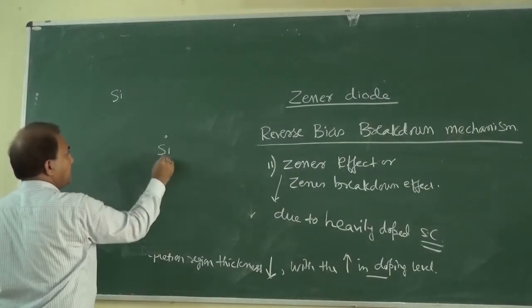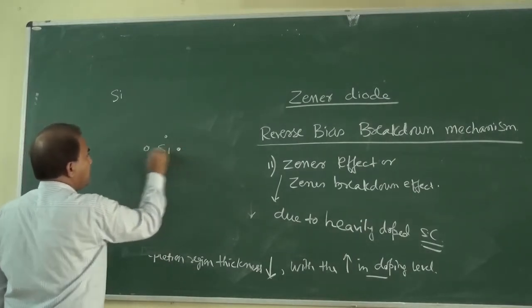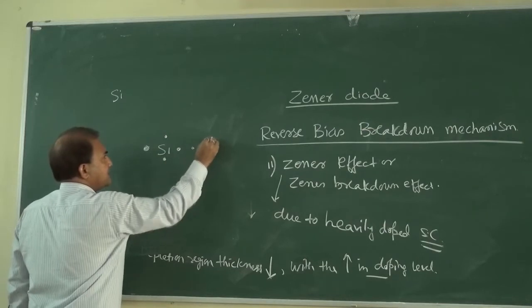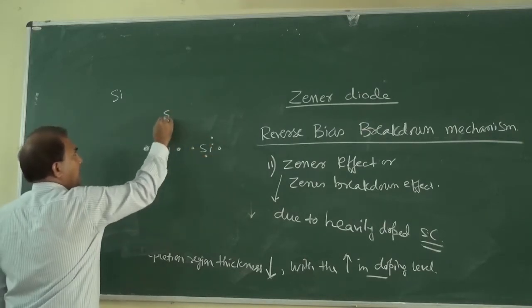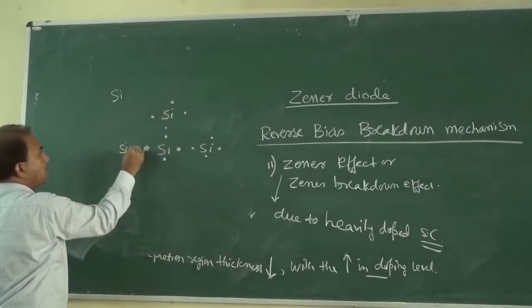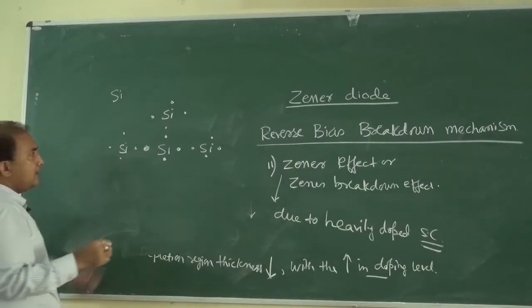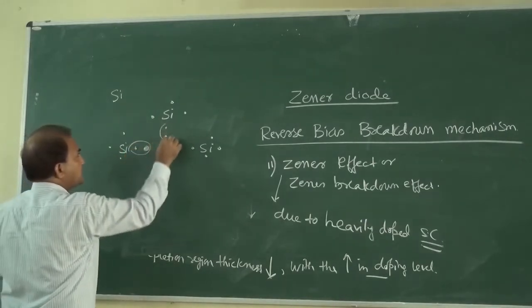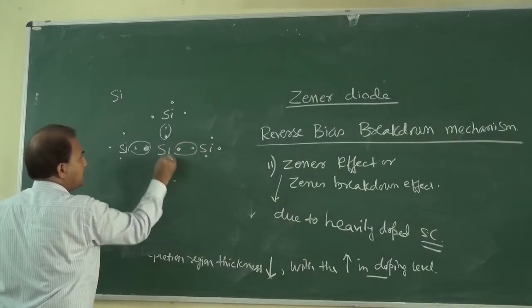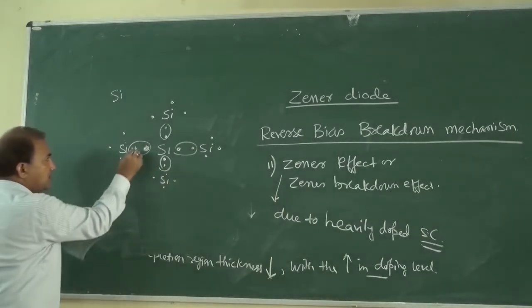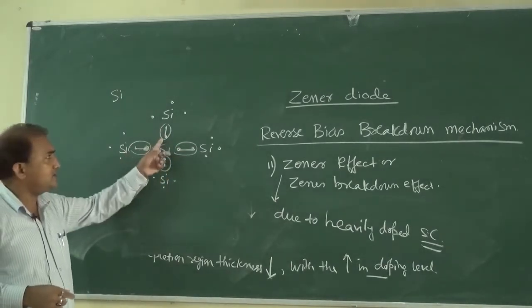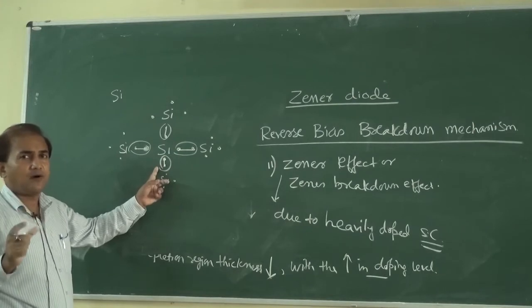Silicon atom, see, it is surrounded by 4 valence electrons. Again, this neighboring silicon atom is surrounded by 4 valence electrons. Okay. Now these two, and these two, and again this silicon, these two. These valence electrons are shared. These two valence electrons are shared to make a covalent bond.